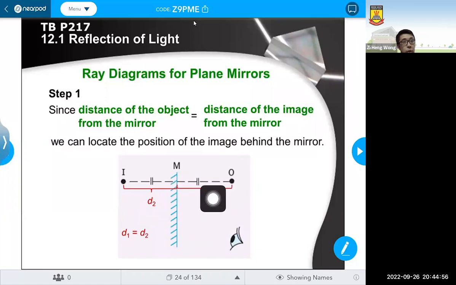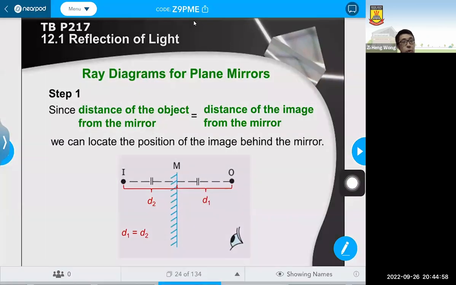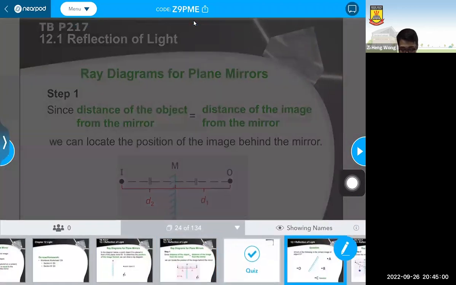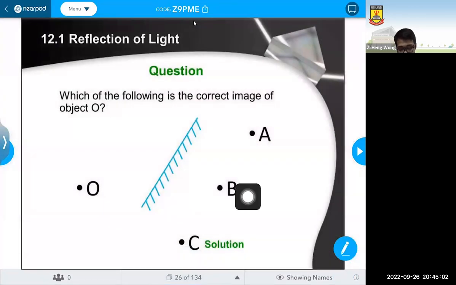For example, in this question, the image is C, not B. Some people think that it must be directly opposite, so my image should be B. No, your mirror is a bit slanted, so you'll be equidistant away from the mirror this way.